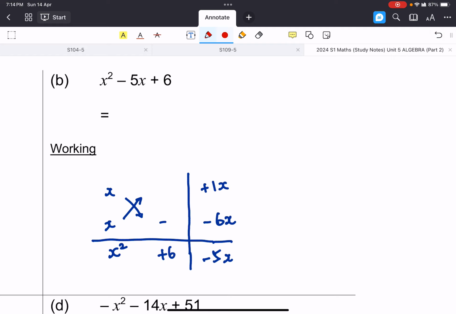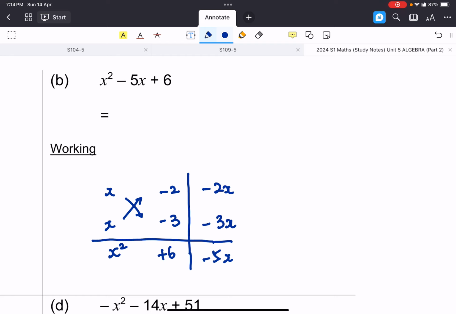Let's go back again. Okay, so if 1 and negative 6 giving me negative 5 doesn't work, what's the other combination that can give me negative 5? And yes, the other combination is negative 2x and negative 3x, which means that this will be negative 2 and this will be negative 3. And then we check.